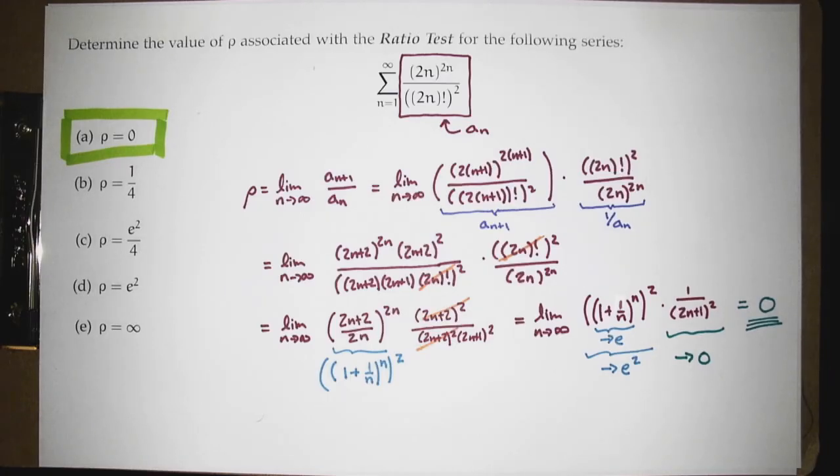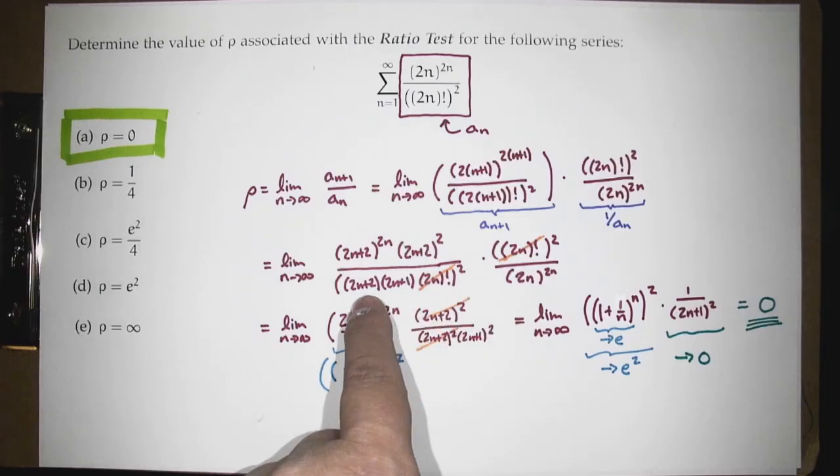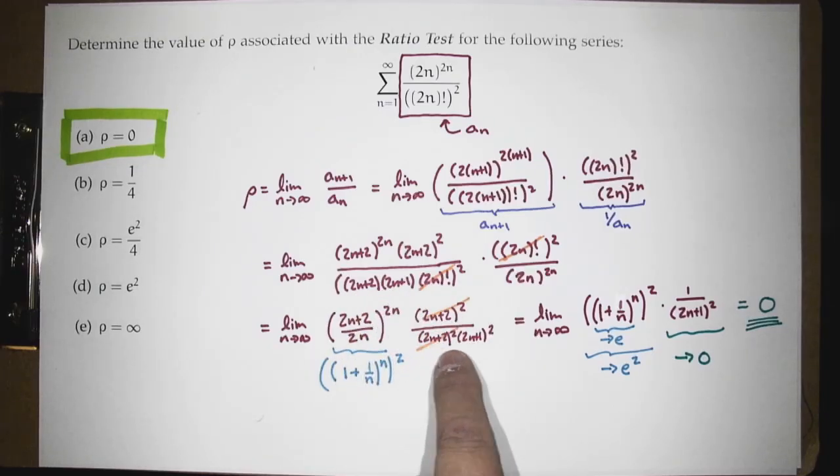Now, you might say, well, where would you have gotten the fourth from? Well, if you forgot to square here and just said, oh, 2n plus 2 and 2n plus 1 and not the squares, you would have ended up with e squared over 4. So be careful. All right. So that's the answer. Any questions on this one?